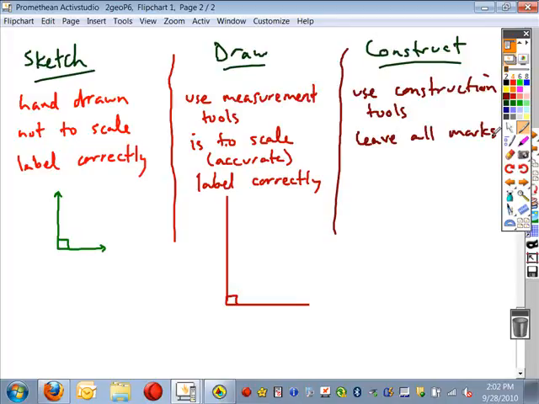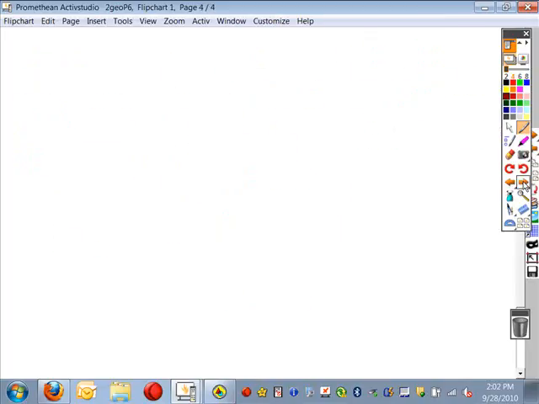All right, questions on the distinction between these three instructions? Okay. Let's move on to the last thing that I want to talk about today, which is perimeters.